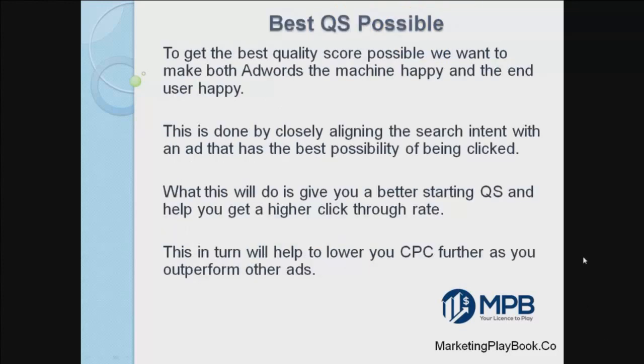Now to get the best quality score possible, we want to make AdWords, the machine, happy and the end user happy, like we were discussing before and in the quality score video. This is done by closely aligning the search intent with an ad that has the best possibility of being clicked. Ultimately, this gives you a higher quality score because AdWords sees that this ad is relevant, and as you have a higher click-through rate than other individuals, your quality score will go up over time, and ultimately your cost per click will go down. Your ad will slowly start rising to the top, and all around it'll get you cheaper clicks over the long run.